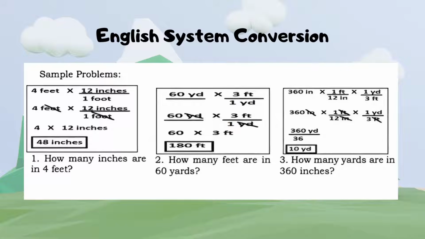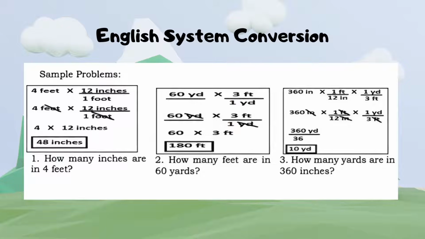Since 1 foot is equal to 12 inches, we can multiply 4 feet by 12 inches per foot to find the total number of inches. So 4 feet times 12 inches per foot equals 48 inches. Therefore, there are 48 inches in 4 feet.